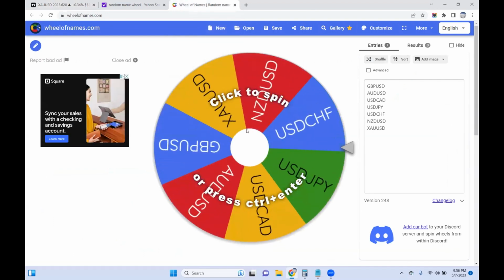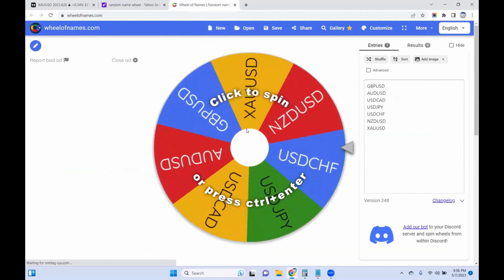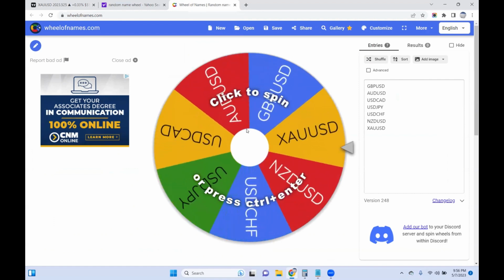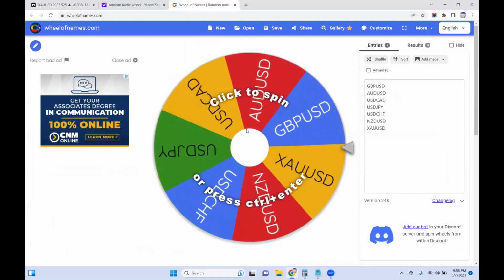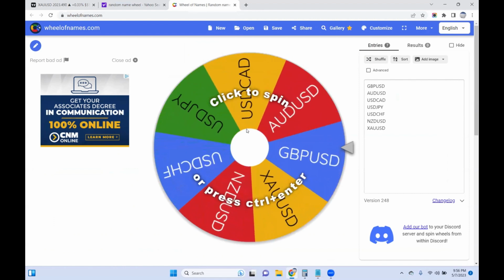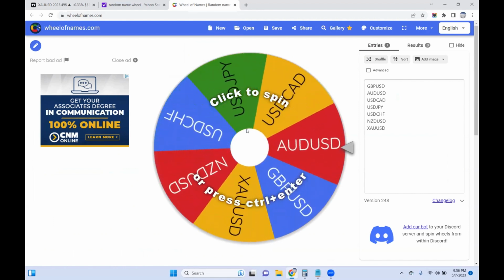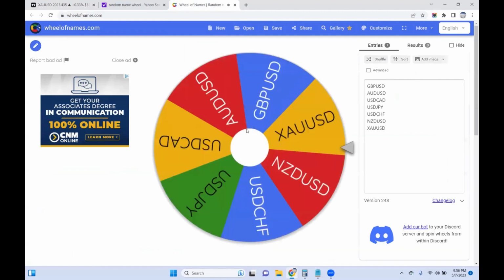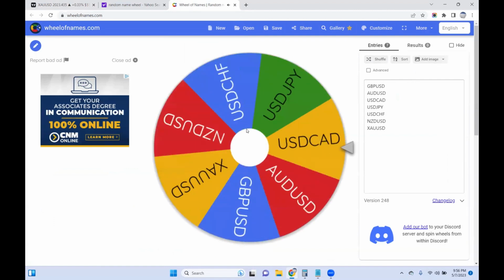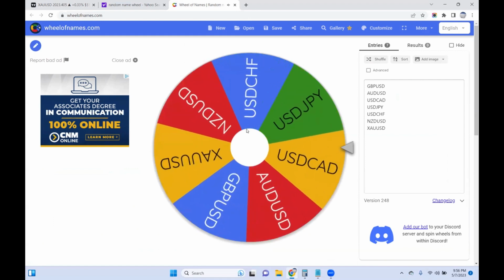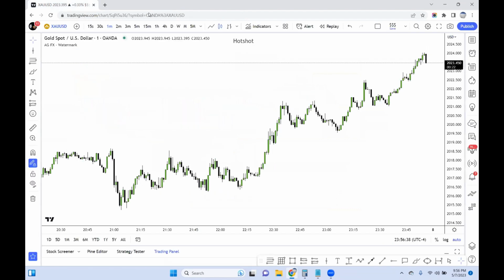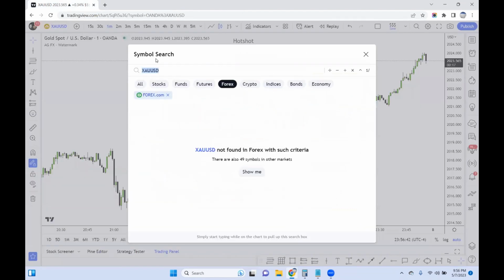Now, we're going to test this on a random pair, since it's basically focused on the New York session, 8:30 to 11. I believe it works best on USD pairs. So I have them all here. We're going to do a random spin. See what we got. USD CAD, perfect. Let's go ahead and jump over to our charts. Let's bring up USD CAD.